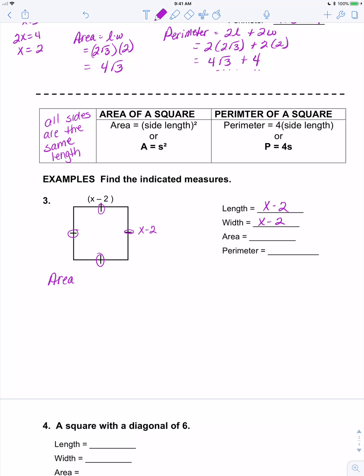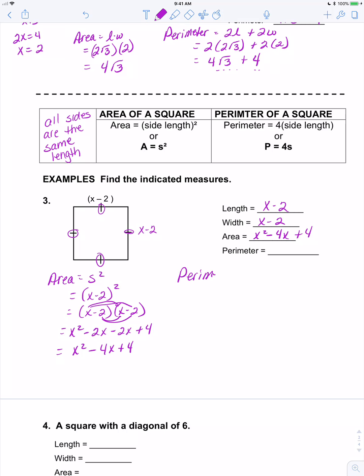Well, remember, to find our area, that is side squared. Our side is x minus 2. So x minus 2 squared. Remember, that means write that thing twice and then multiply it out. So x times x is x squared. X times negative 2, negative 2x. Another negative 2x. Negative 2 times negative 2 makes positive 4. Let's join our like terms. And that is as far as we can go on that area. So we've got x squared minus 4x plus 4.